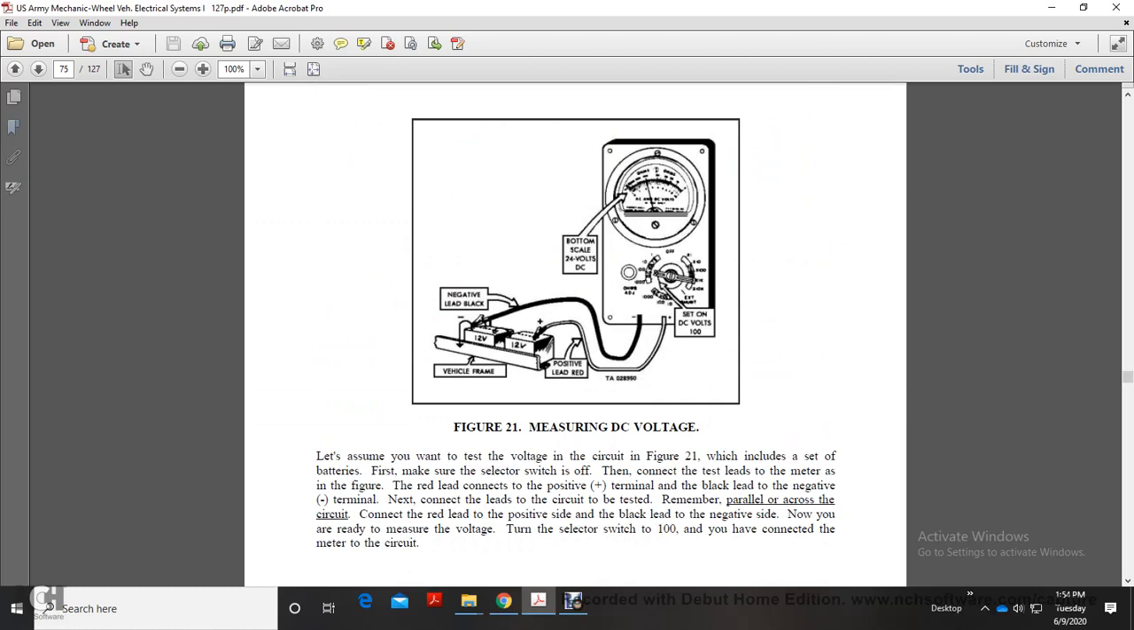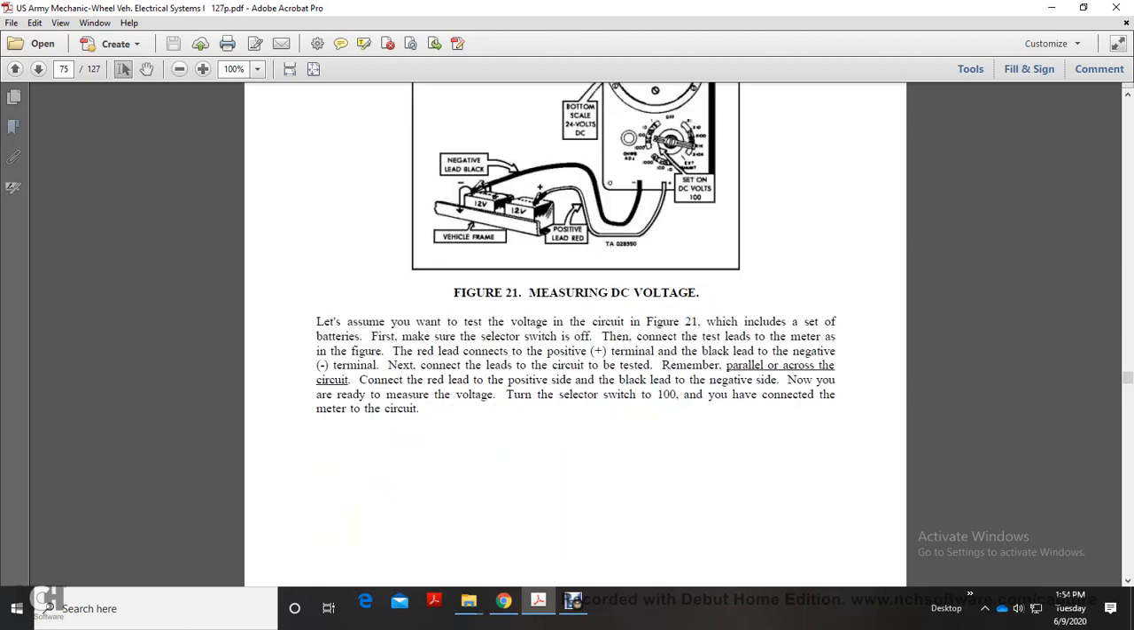Figure 20 shows measuring the voltage of the vehicle frame, with the negative lead in black, red on the bottom scale, 24 volts, set on the DC volts 100 range. Let's assume you want to test the voltage in the circuit in figure 21, which includes a set of batteries. Make sure that the selector switch is off. The connector for the test lead of the meter is shown in the figure. The red lead connects to the positive terminal. The black lead connects to the negative terminal. Next, connect the leads to the circuit to be tested.